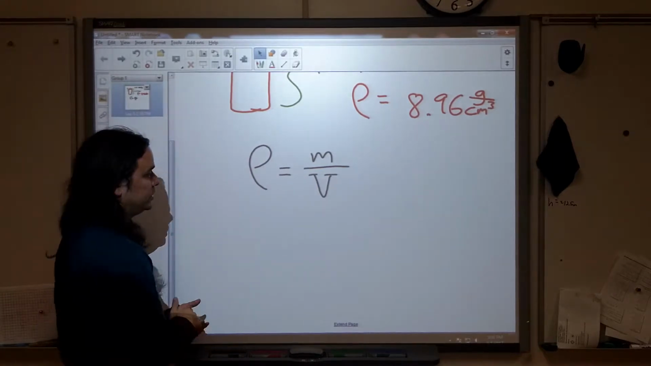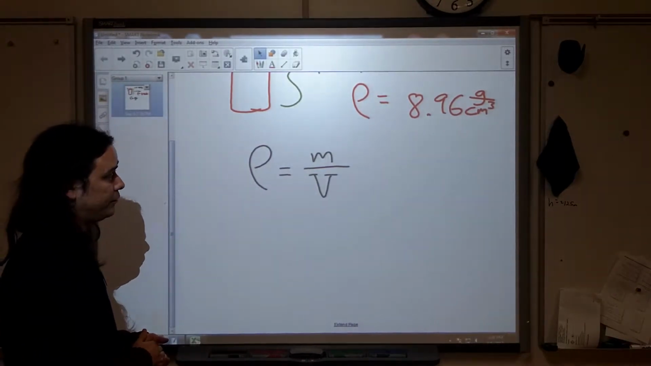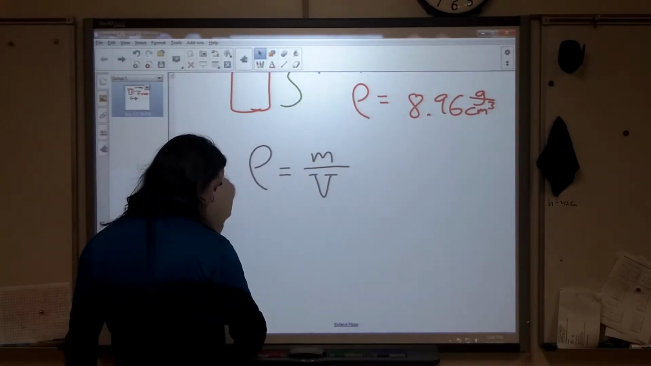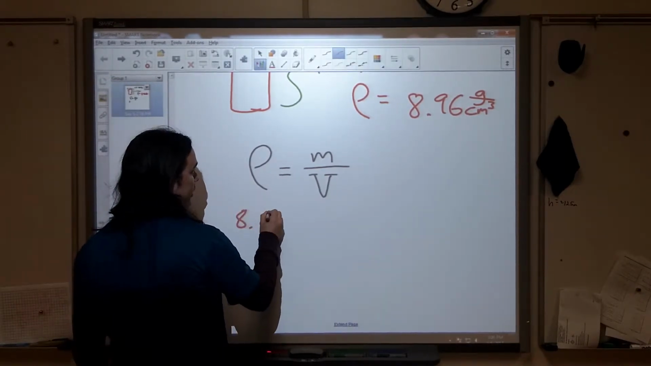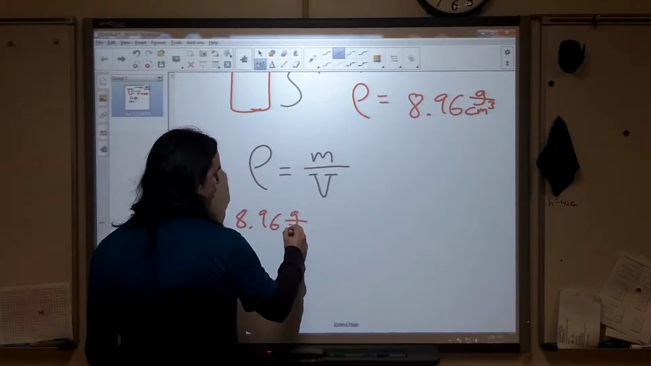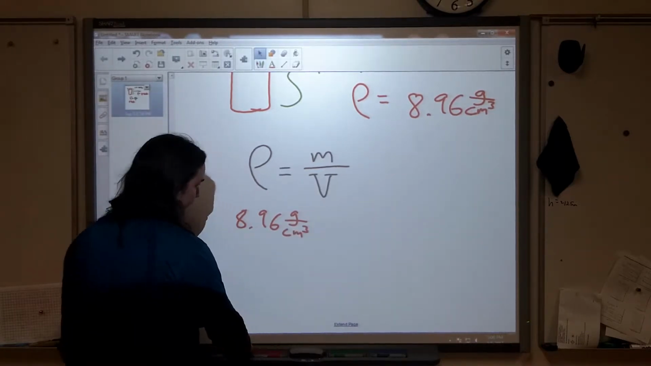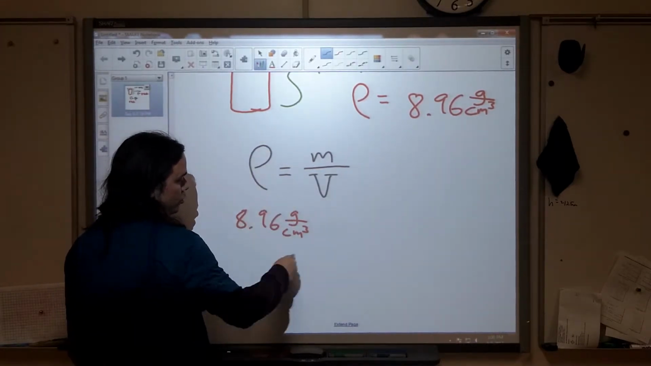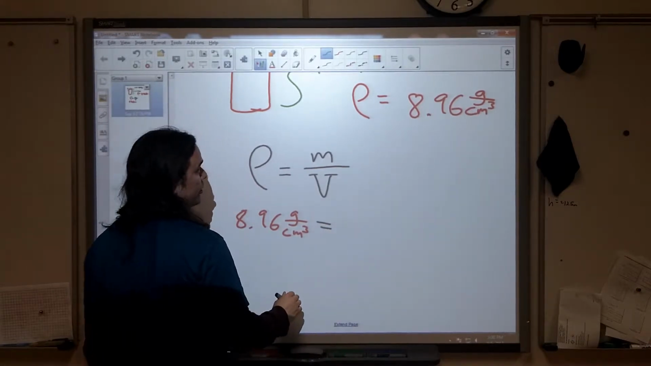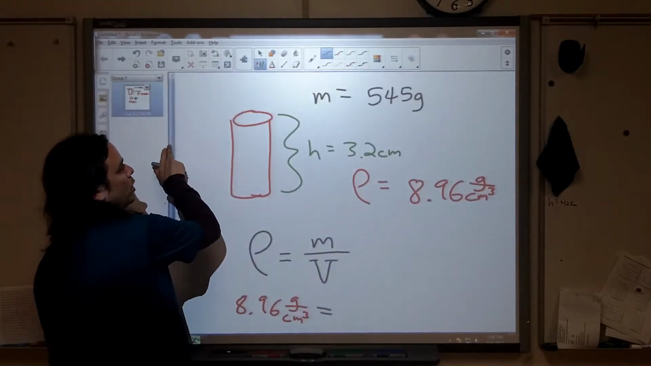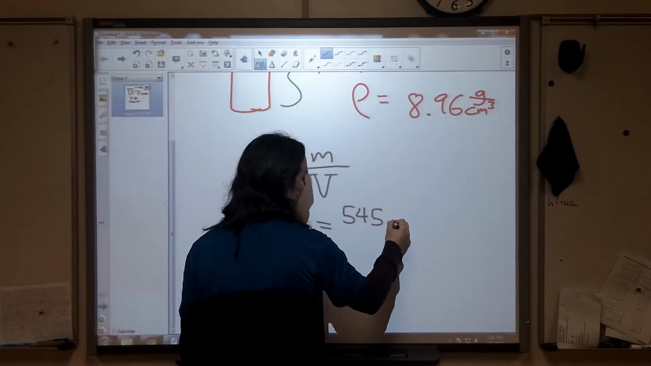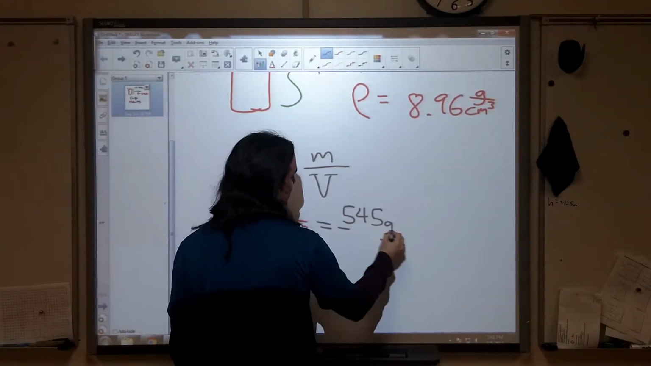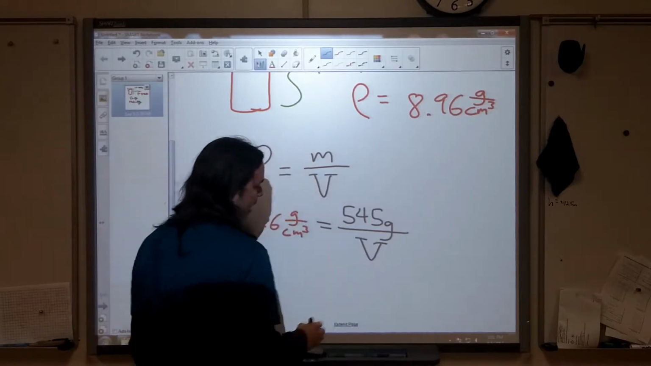Okay, so one of the first things that we can do is actually go through and find the volume. I can fill in things that I know. I know that the density is 8.96 grams per cubic centimeter. And that, according to this equation, this is my rho, my density, will be equal to the mass, which we said was 545 grams, divided by whatever the volume happens to be.